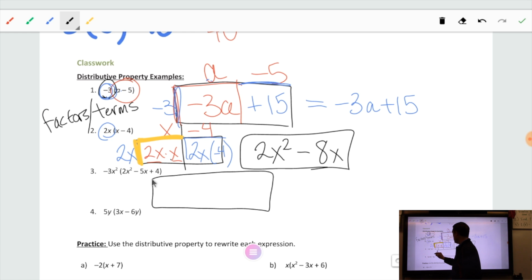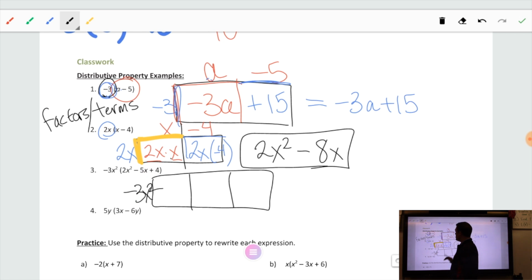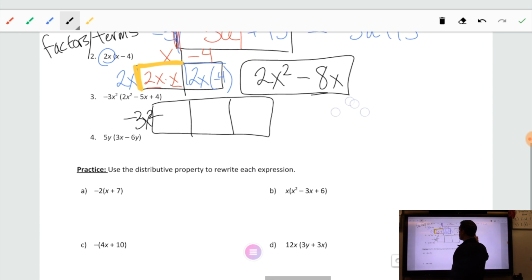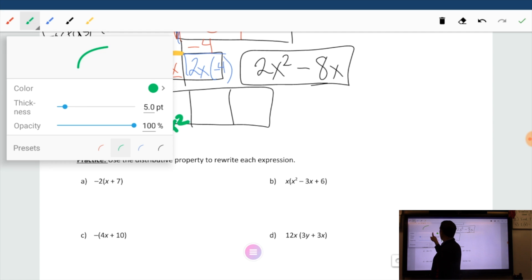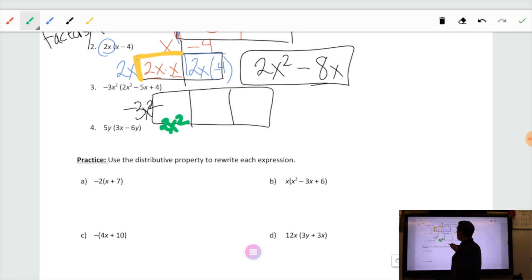I'm just going to go out. Box, negative 3x squared, 1, 2, 3. There are 1, 2, 3 terms. So for those 1, 2, 3 terms, we're able to do 2x squared. Oh, I don't like that. Let's go back here. There we go. Okay. And negative 5x and 4.